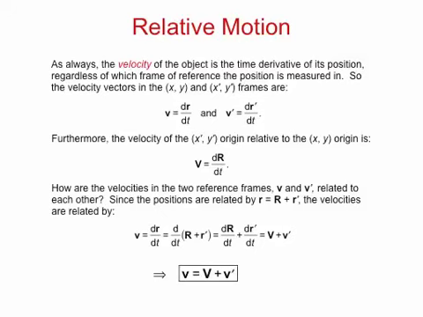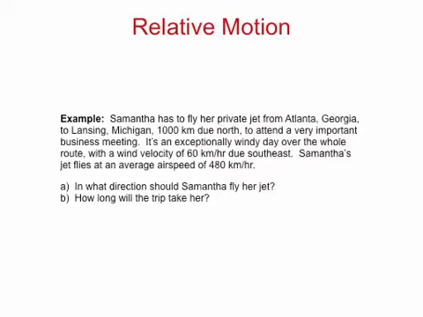Okay, let's do an example. Samantha has to fly her private jet from Atlanta, Georgia to Lansing, Michigan, 1,000 kilometers due north, to attend a very important business meeting. It's an exceptionally windy day over the whole route, with a wind velocity of 60 kilometers per hour due southeast.